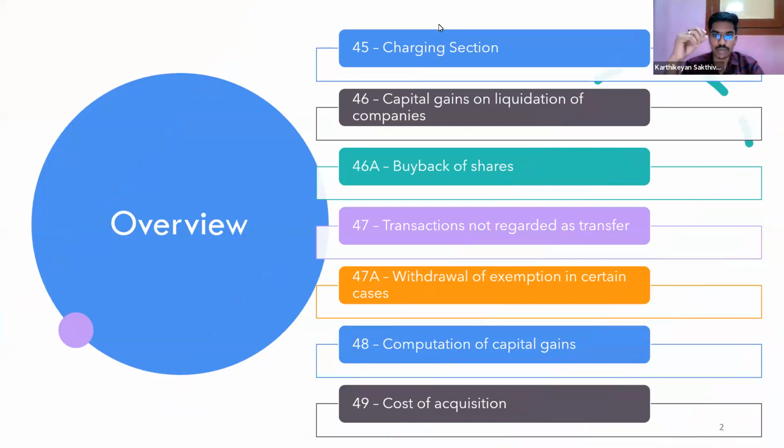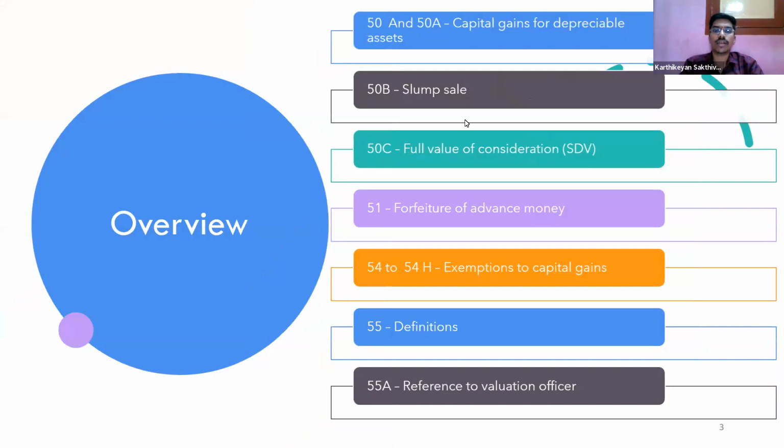Section 45 is the charging section. Section 46 will speak about capital gains on liquidation of companies. 46A will speak about capital gains on buyback of shares. 47, transactions not regarded as transfer. 47A, withdrawal of exemption in certain cases. Section 48, computation of capital gains. 49, cost of acquisition. 50 and 50A, capital gains for depreciable asset. 50B, slump sale. 50C, full value of consideration, which will deal with stamp duty value. 51 will speak about forfeiture of advance money.